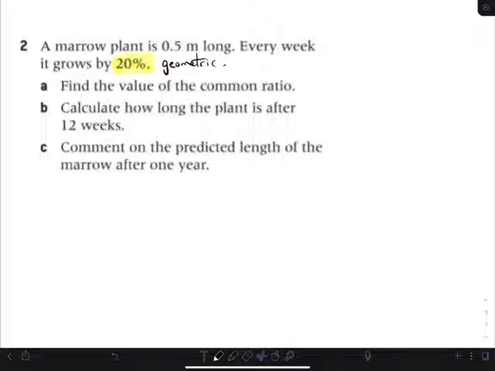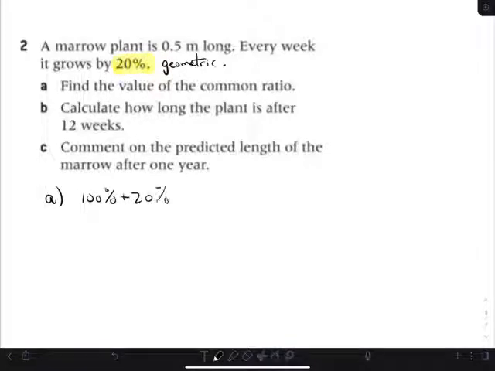Okay, so 2a, find the value of the common ratio. Well, okay, with percentages, you might say you multiply by 20% or something like that, but that'll actually reduce it. So what you need is you have to add it to the original 100%. So the common ratio for percentages, don't forget to add the 100%. So in this case, it'll be 100% plus 20%.